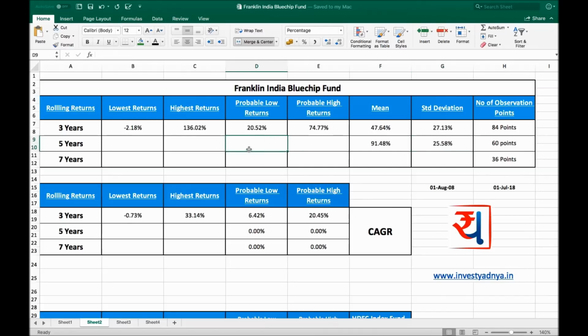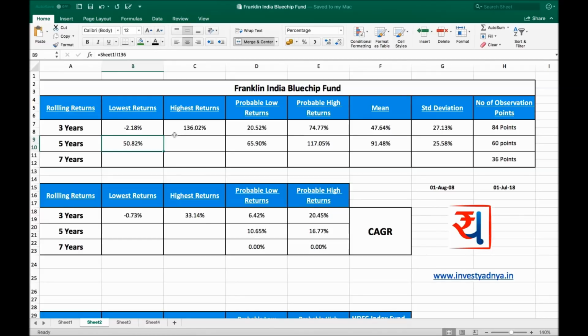25.58%. So if we convert these numbers into probable low returns, mean minus standard deviation, so probable low returns this fund can give over the period of next 5 years are 65.90%, and probable high returns, mean plus standard deviation, are 117.05%. If we convert these numbers into CAGR, the probable low returns this fund can give over the period of next 5 years could be 10.65%, and probable high returns could be 16.77%.